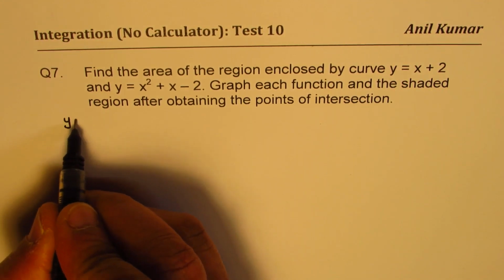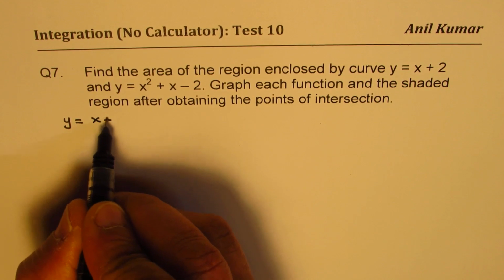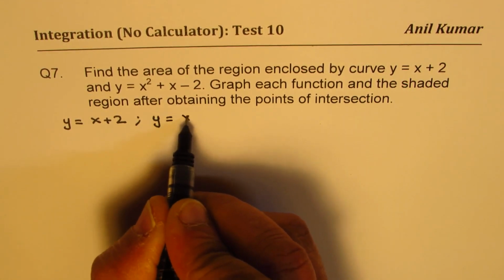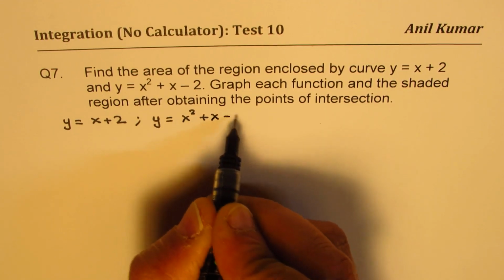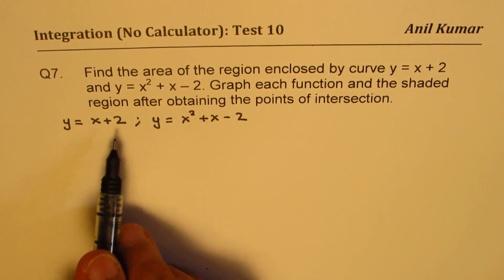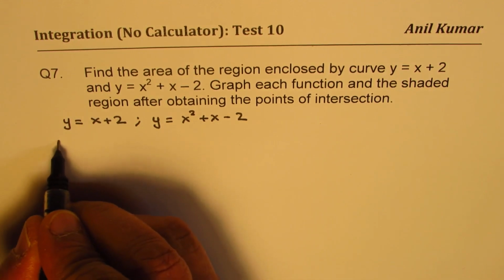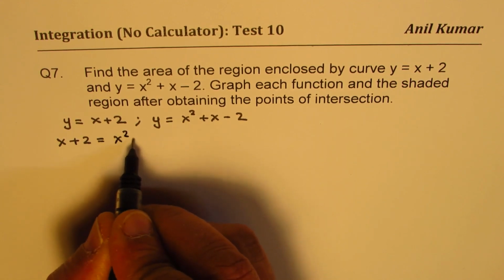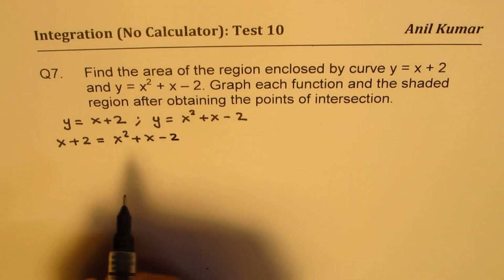So we are given y equals x plus 2, and we are also given that y is equal to x squared plus x minus 2. So at the point of intersection, these two values should be the same. So we'll write x plus 2 equals x squared plus x minus 2.